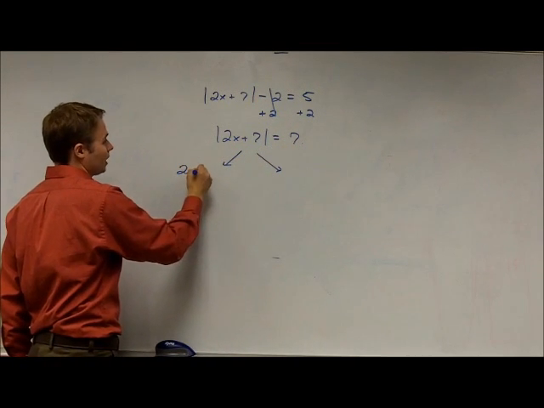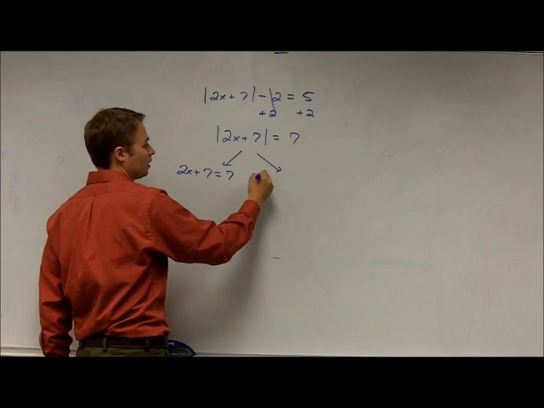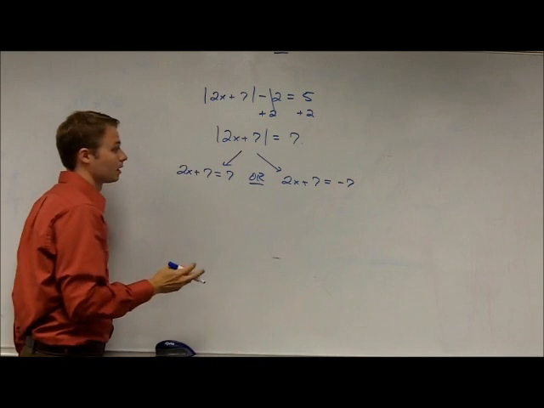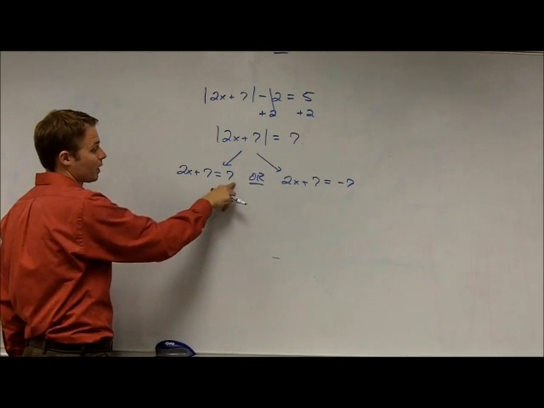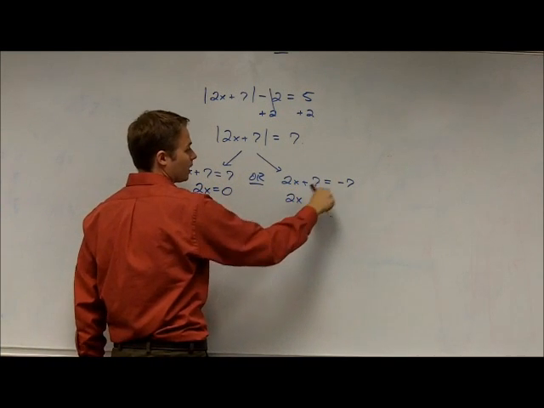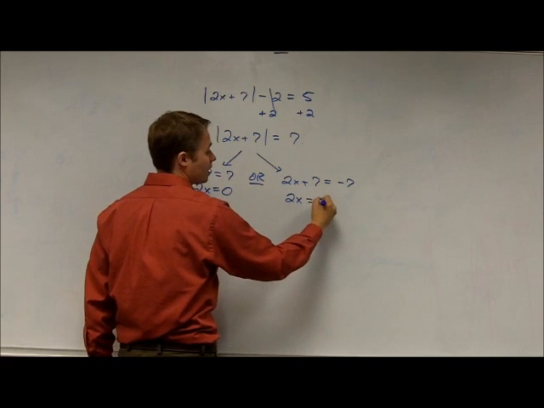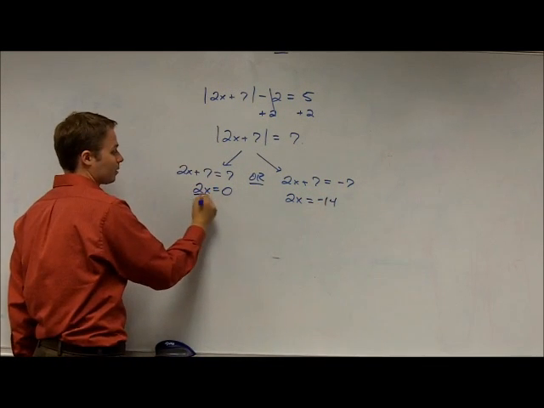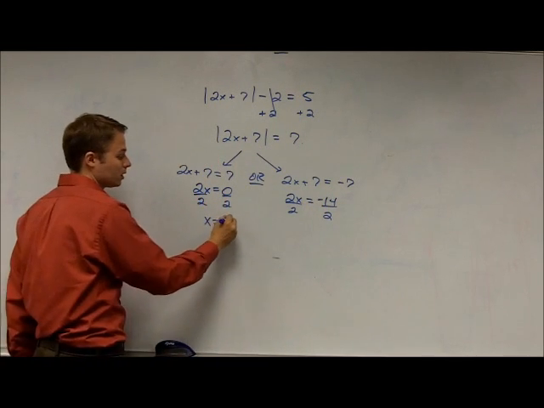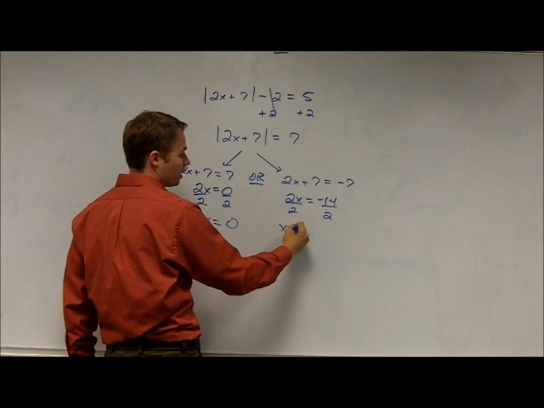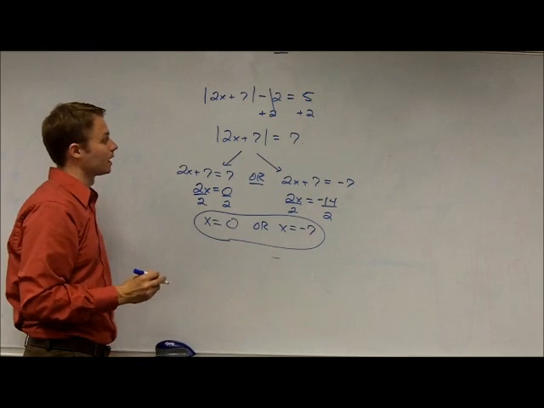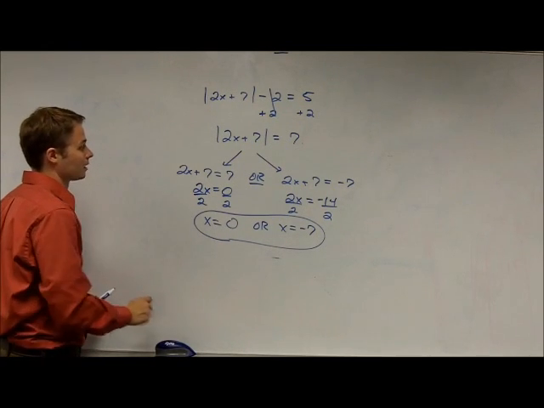So this will be 2x plus 7 is equal to positive 7, or 2x plus 7 is equal to negative 7. And then we just need to solve these equations. So if we subtract 7 from 7, we'll get 0, so 2x equals 0. And negative 7 minus 7 is negative 14. Dividing by 2 on both sides, 0 divided by 2 is 0, and then negative 14 divided by 2 is negative 7. So our two answers for this are x equals 0 or x equals negative 7. They should both satisfy this absolute value equation.